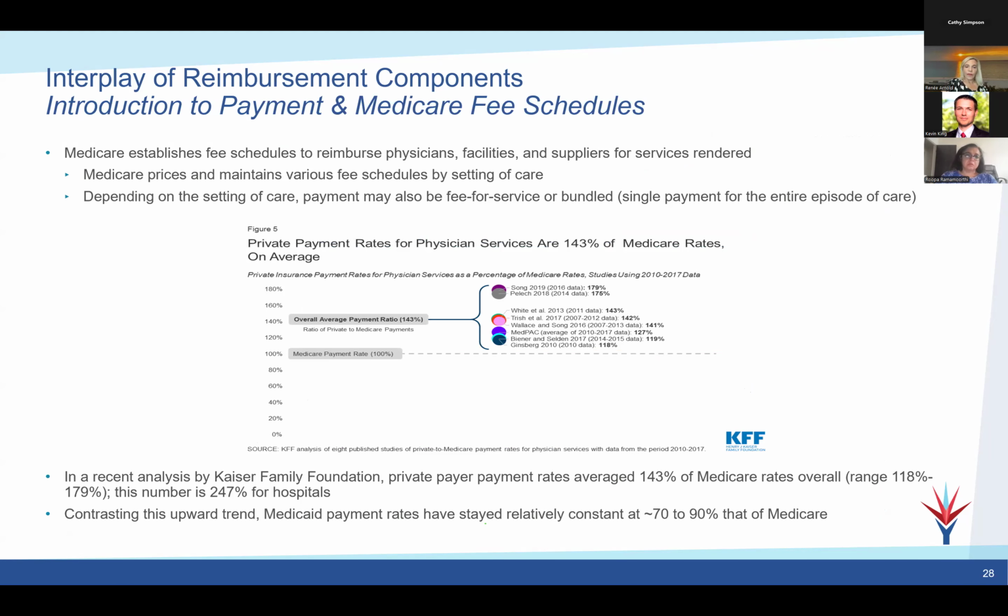And lastly, real quick, Medicare rates are really the standard. Commercial rates, and Kaiser Family Foundation, I don't know if you're familiar with them, but they are a fountain of information. And it's really well documented. So if you ever come across something that is cited through Kaiser Family Foundation, you can typically trust it. But they've demonstrated that private payer rates average about 43% higher, so 143% of Medicare rates, and that Medicaid payment rates have stayed relatively constant at 70 to 90% that of Medicare. So again, Medicare is basically the standard. Commercial insurance pays greater, Medicaid pays less.